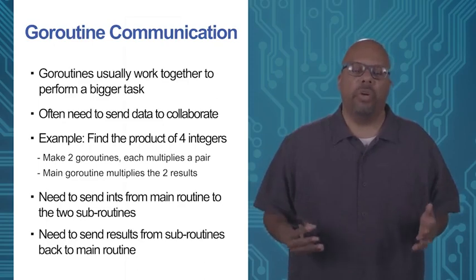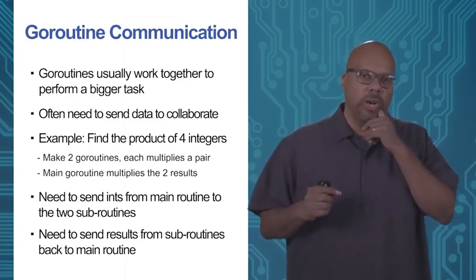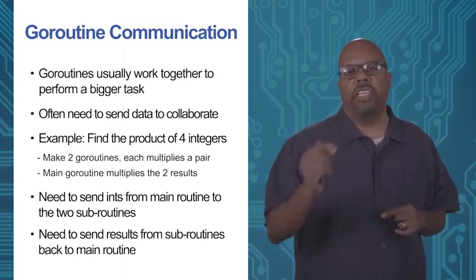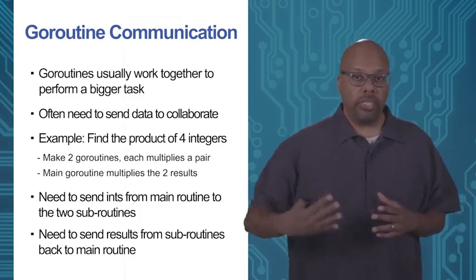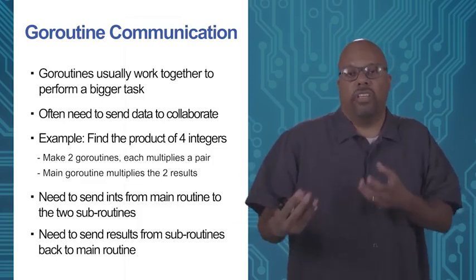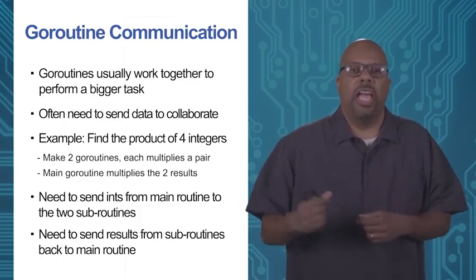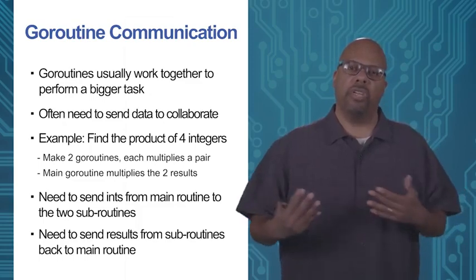And this is pretty straightforward. This data communication that we're talking about is the most straightforward kind, where the data communication is going on at the beginning of the execution of a Go routine and at the end. Meaning, these sub-Go routines get data right at the start, the initial data, the integers they want to multiply, and then they send results back at the end. So this is the simplest type of communication.